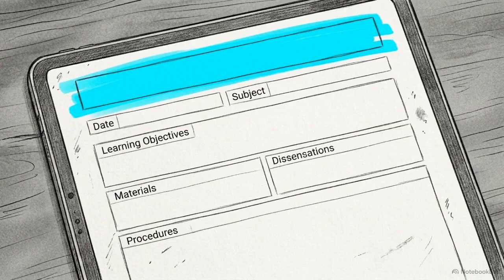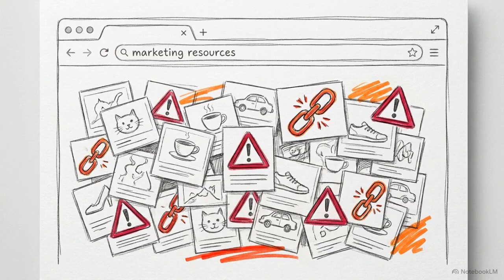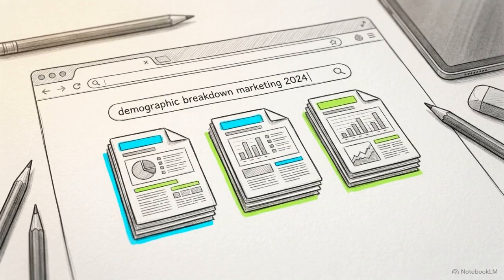Step 1 is identifying the learning outcome. You start by writing down a specific, measurable goal using the action verbs found in Bloom's taxonomy. If you enter a vague topic like marketing resources into a search, you will get unworkable results. Instead, you must isolate a precise action, such as having students analyze a target audience.